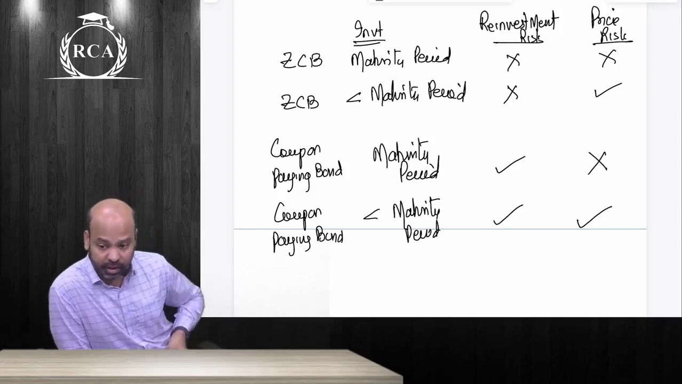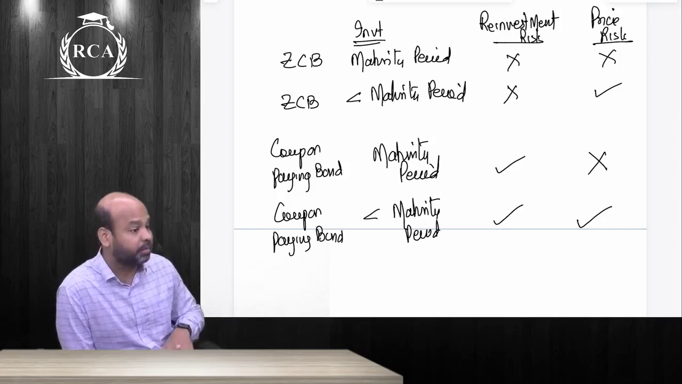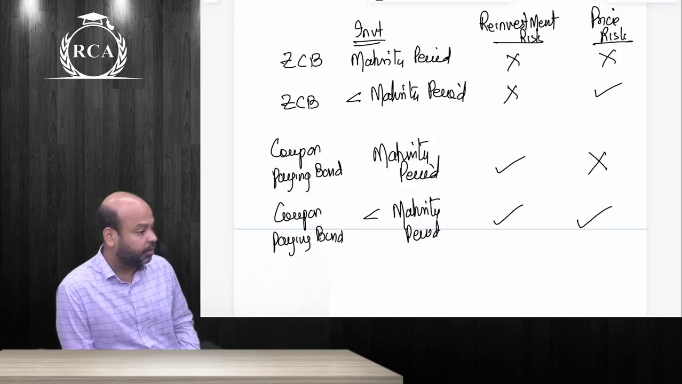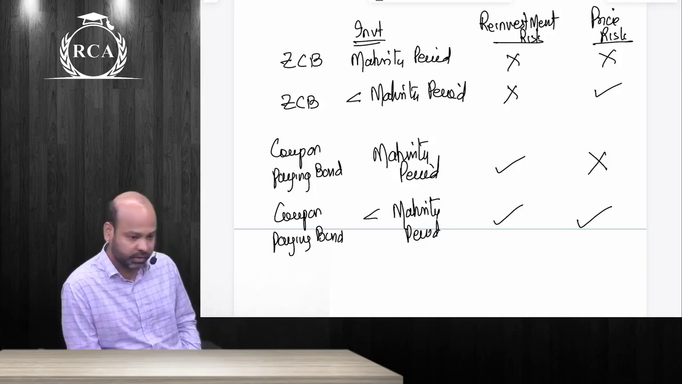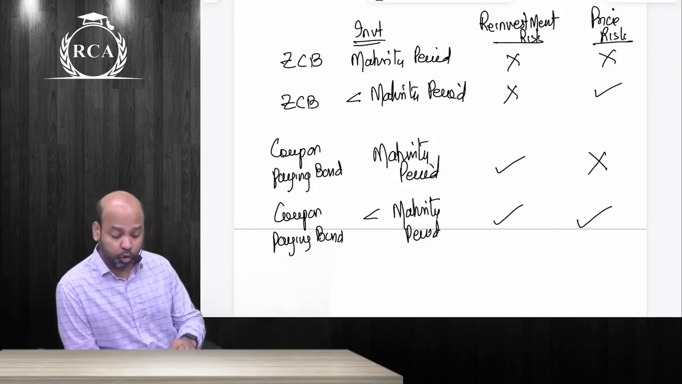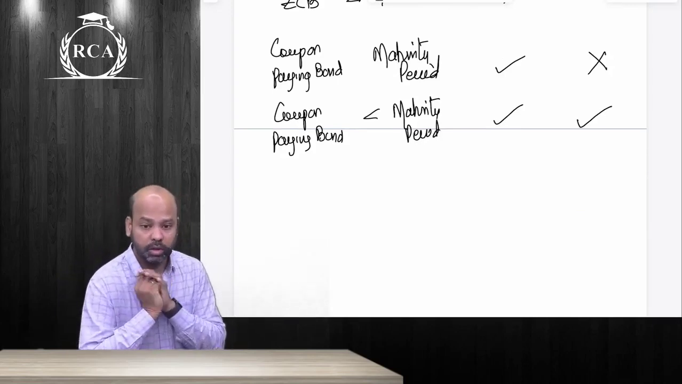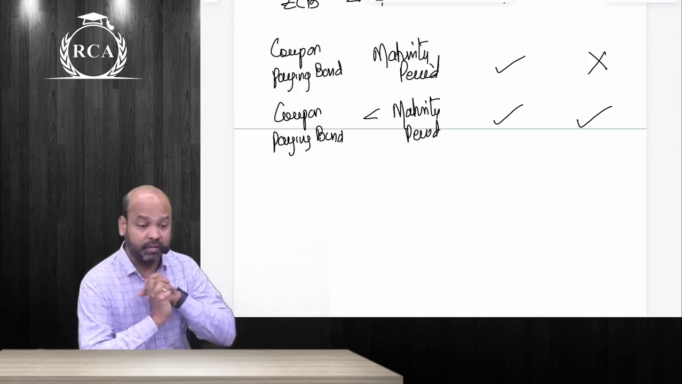This is to give you an idea about what is reinvestment risk, what is price risk. So if you are investing in a zero coupon bond for a period equal to its maturity period, we do not have reinvestment risk, we do not have price risk. If you are investing in a coupon paying bond for a period less than its maturity, you have both price risk as well as reinvestment risk.